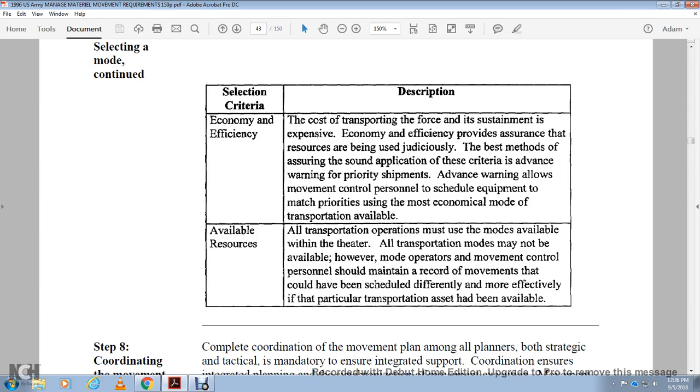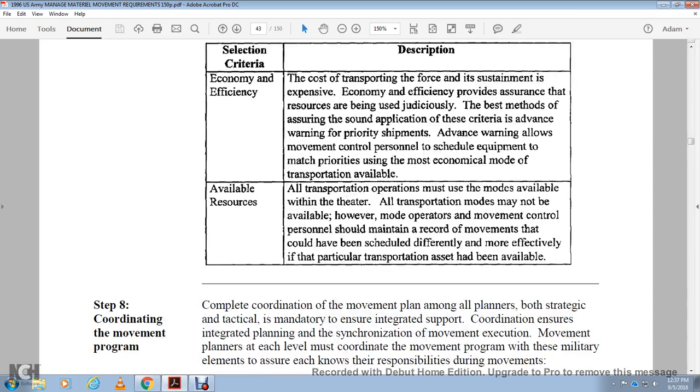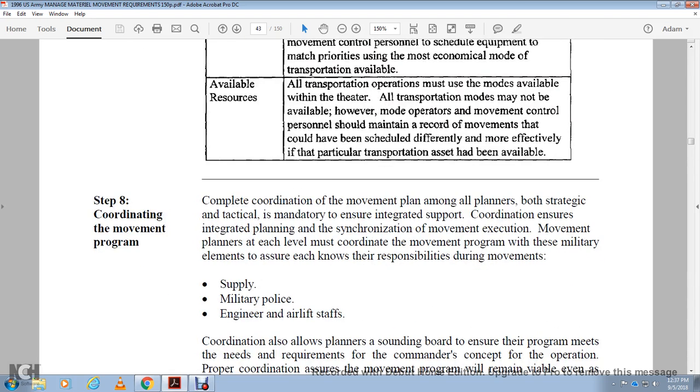Available resources. All transportation operation modes may be available within the theater, but not all transportation modes may be available. However, the mode operation and movement control personnel should maintain a record of movement that could have been scheduled differently and more effectively. The particular transportation assets may be available.